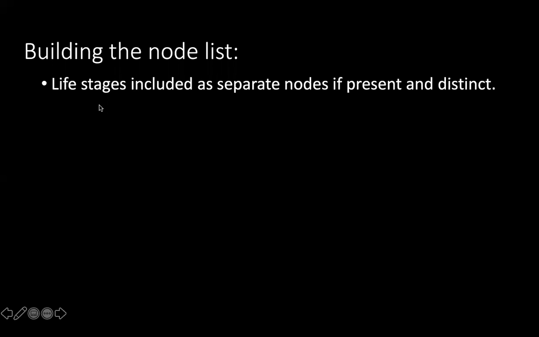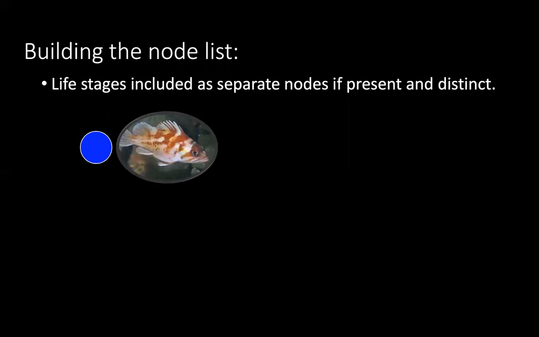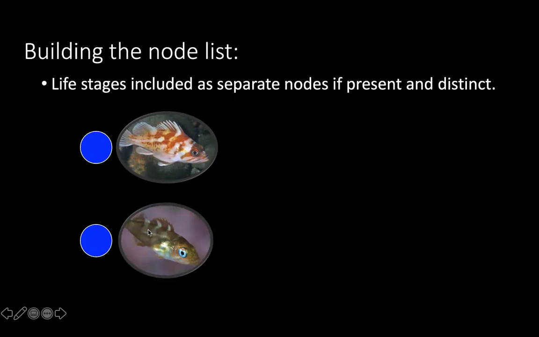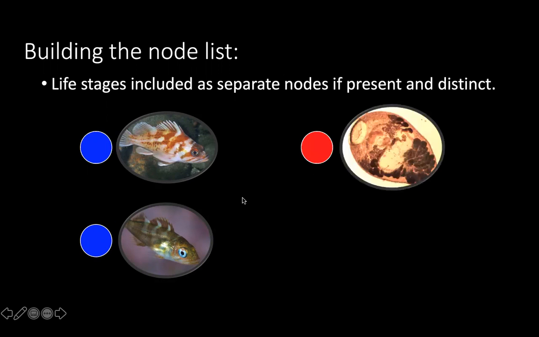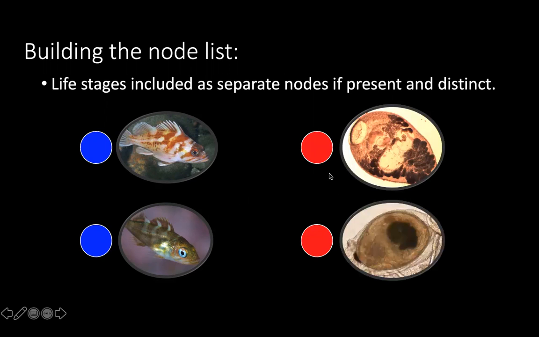When we built this, at first we included life stages as separate nodes if we knew those life stages were all present in the food web and different enough to be considered different. So for example, an adult rockfish and a recruit rockfish have different feeding interactions. They have different predators. And so we included those as separate nodes. And we did the same thing for parasites. So an adult parasite and the larval stage of that same parasite were included as separate nodes.